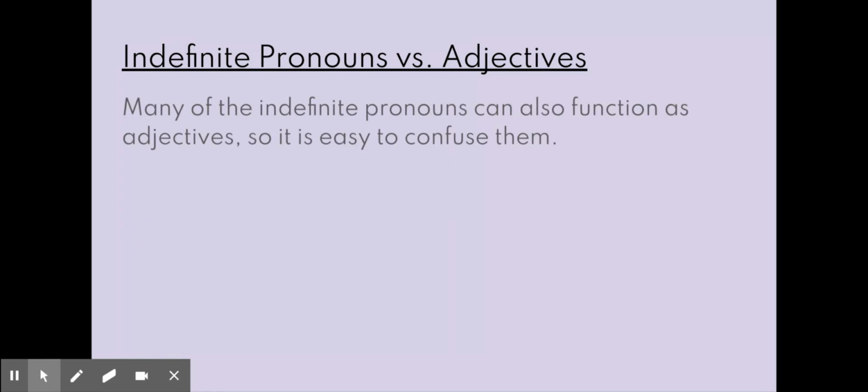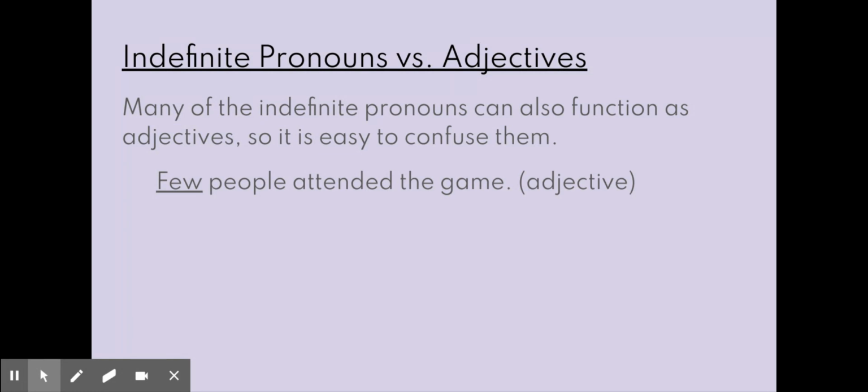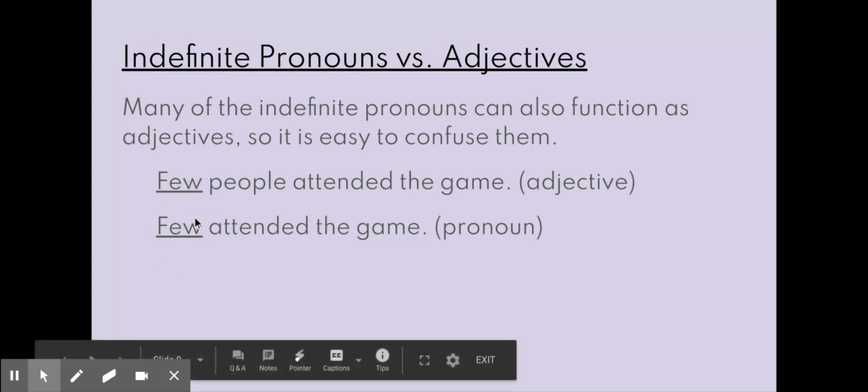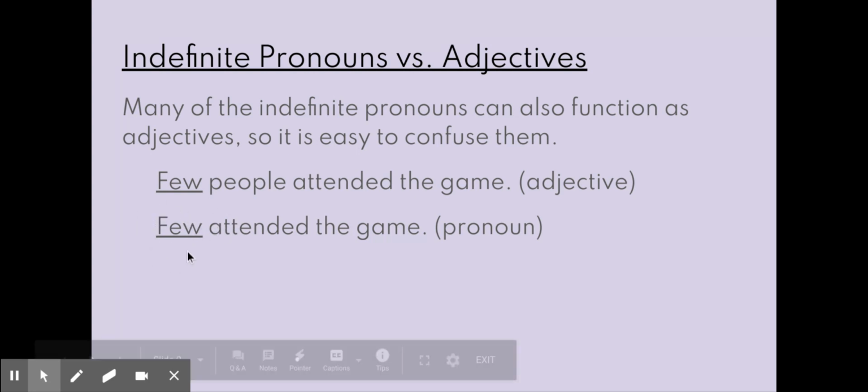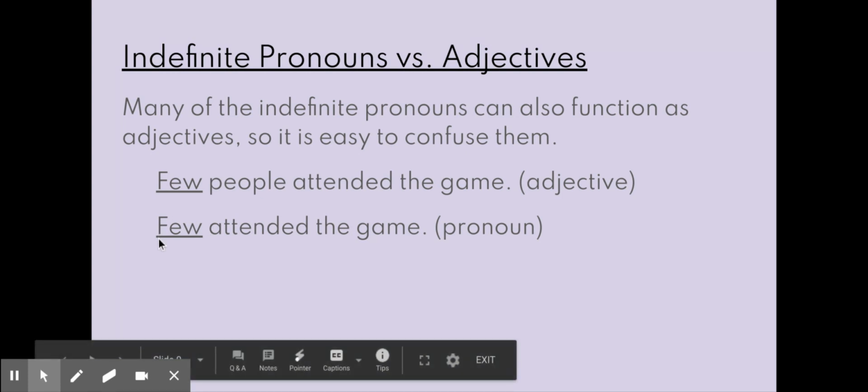Many of the indefinite pronouns can also function as adjectives, so it's easy to confuse them. Let's take a look at some examples. In this sentence, the word few is acting as an adjective rather than an indefinite pronoun. Few people attended the game. However, in the next sentence, I've dropped the noun people, and I am now using the word few, the indefinite pronoun, to stand in the place of people. So it's taking on the function of a pronoun there and replacing a noun.